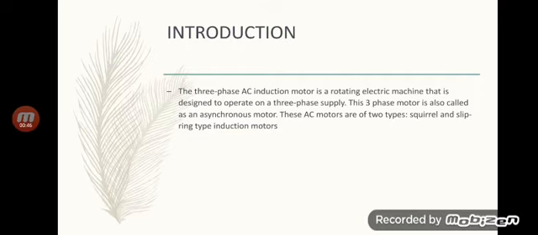And what is a three-phase induction motor? The three-phase AC induction motor is a rotating electric machine that is designed to operate on a three-phase supply. This three-phase motor is also called an asynchronous motor. These AC motors are divided into two according to their construction: one is the slip ring induction motor and the other is the squirrel cage induction motor.